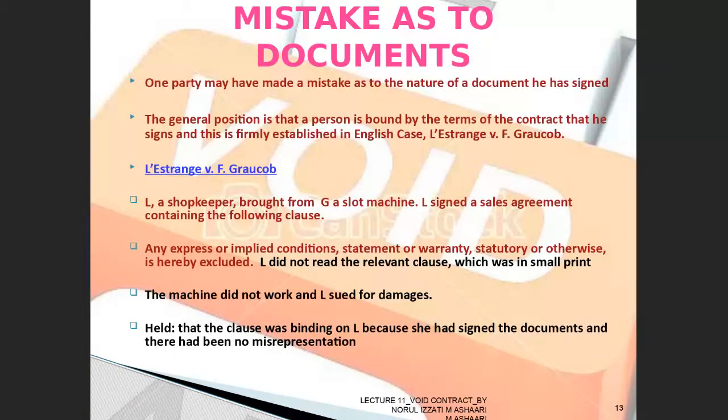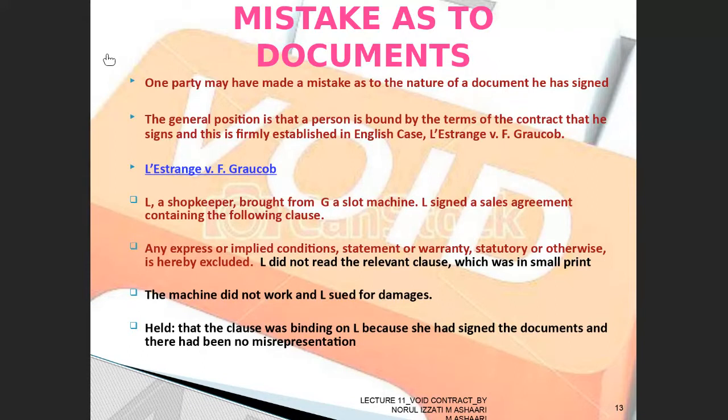Okay, so basically, we look at the last one, mistake as to the document. This refers to a mistake as to the nature of the document that he has signed. What if you buy something, let's say an electronic item, and you can see the terms and conditions are there, but you did not read them? Or you buy a flight ticket but you did not read any exemption clause, or any terms properly. Who is actually wrong? That is the issue that we have to raise here.